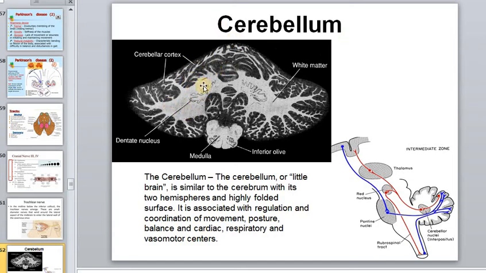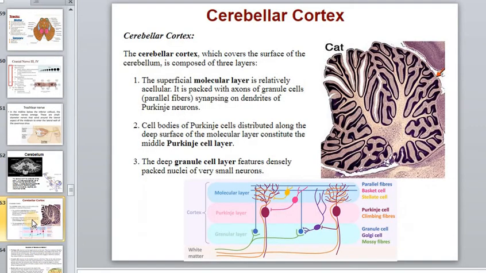As you see, the white matter is inside and the gray matter outside of this part of the brain. In general, we have the cerebellar cortex, which covers the surface of the cerebellum and is composed of three layers. At first, we have the molecular layer, which is relatively acellular. It's packed with axons of granular cells and parallel fibers, synapses and dendrites of Purkinje neurons. The next one, the cell bodies of Purkinje cells distributed along the deep surface of the molecular layer, constitute the middle Purkinje cell layer. Here you see this color of Purkinje cells.